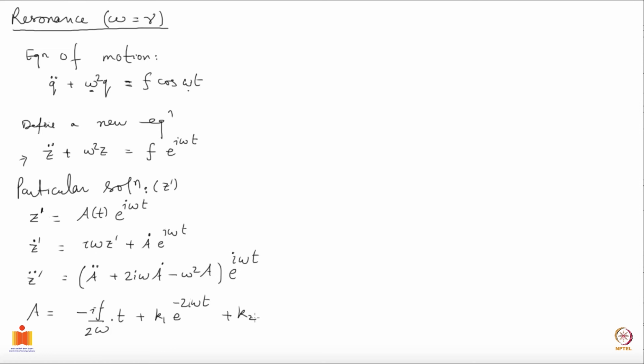Okay, that's good. Now if I have found my a, I have my z prime, which is the particular solution. Now what I'll do is I'll write down k1 as c1 e to the i alpha 1 and k2 as c2 e to the i alpha 2, where c1, c2, alpha 1 and alpha 2 are all real numbers. Let me write down alpha 1, alpha 2, c1, c2, they all belong to real numbers.